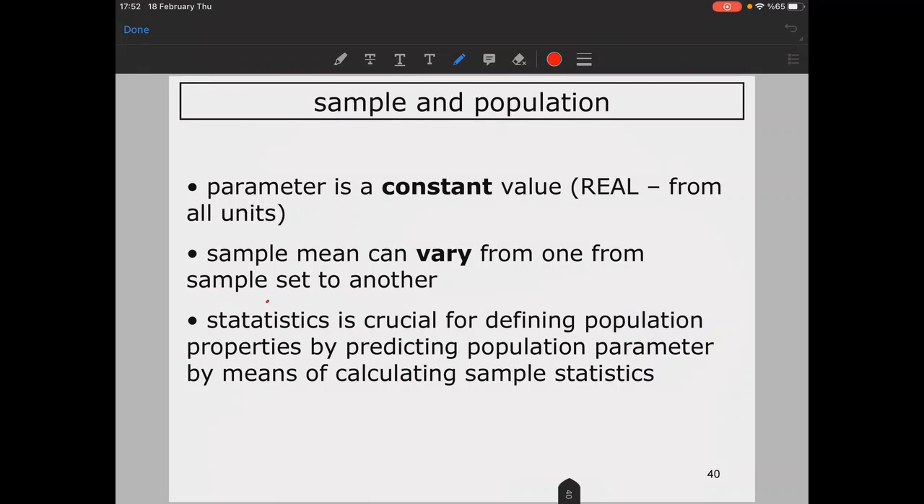Statistics is crucial for defining population properties by predicting population parameters by means of calculating sample statistics. We're trying to predict those parameters. That's what we're doing with statistics.